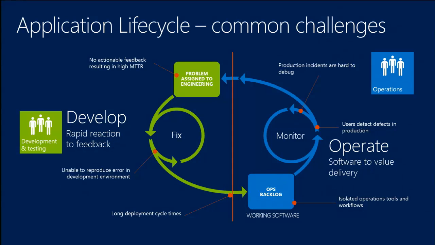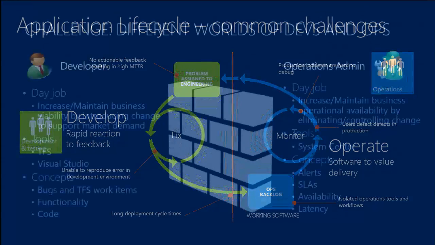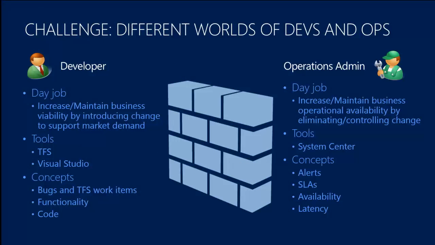Now, you can summarize that as dev and ops just live in completely different worlds. Like I said, dev is going to be using TFS and Visual Studio. Ops is going to be using System Center. When ops comes to dev to talk, they're going to be talking in terms of SLAs. We're not meeting our SLAs. We're going to be talking in terms of alerts. They're going to be talking in terms of availability and latency, and this is going to be completely foreign to dev because they talk in terms of bugs, lines of code, functionality and methods.